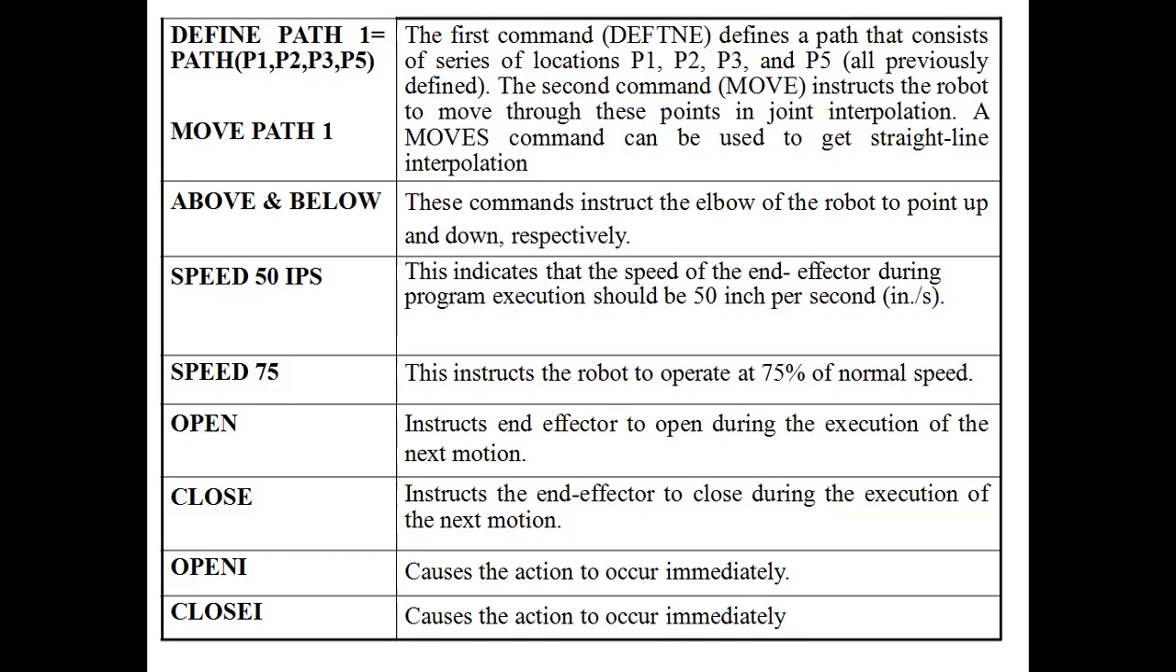So in the speed of the end effector, we see that it should be 50 inch per second. IPS stands for inch per second. So 75 will instruct the robot to operate at 75% of normal speeds.